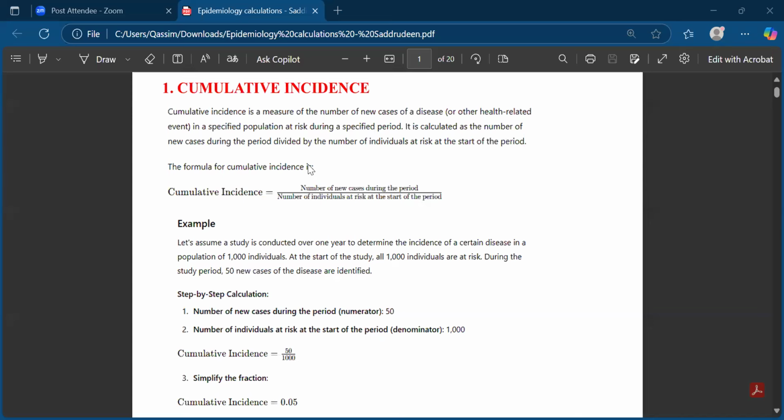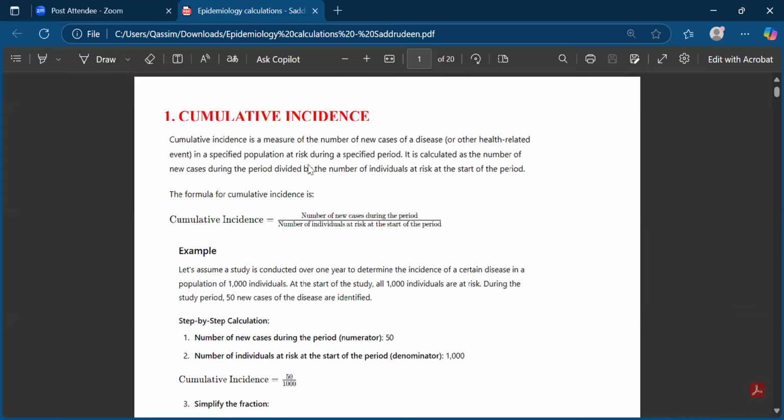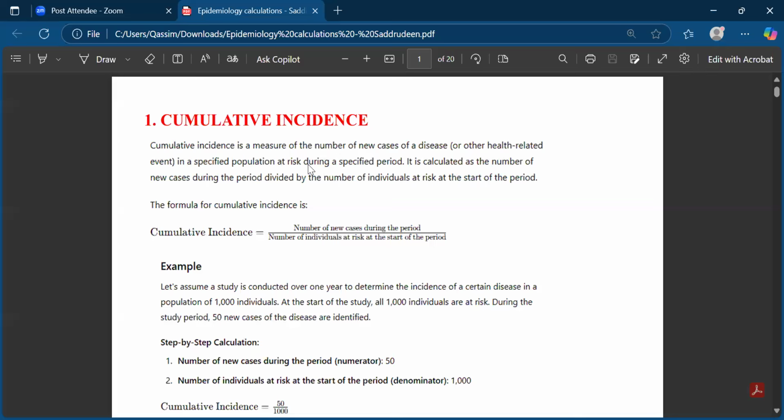So we'll start off. We're going to do it slowly, and then as we progress, it's going to get more advanced. And I usually like this approach. It's better starting to know the easy things before we get to the hard things. So we'll start by cumulative incidence.